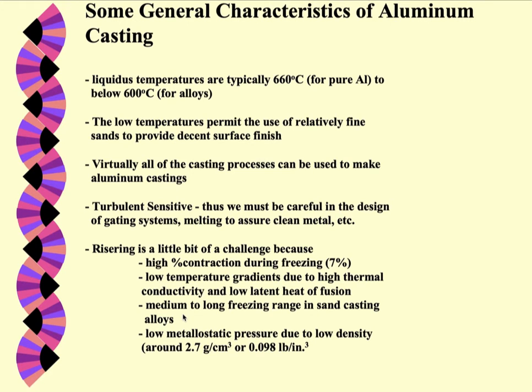Medium long freezing range in sand casting alloys. What does that mean? That means it starts freezing at the distance between the liquidus and solidus. In other words, it starts freezing at, let's say, 1200 degrees or something like that, or 1150, and then it finishes at 1050. Okay, so there's 100 degrees when it's kind of in the solid and liquid. It's kind of mushy, or if you're talking about ice, it would be similar to slush, where you have liquid and solid present at the same time.